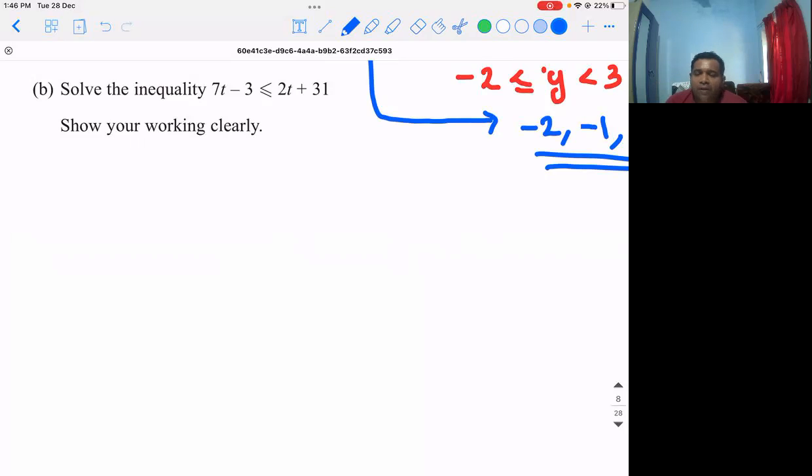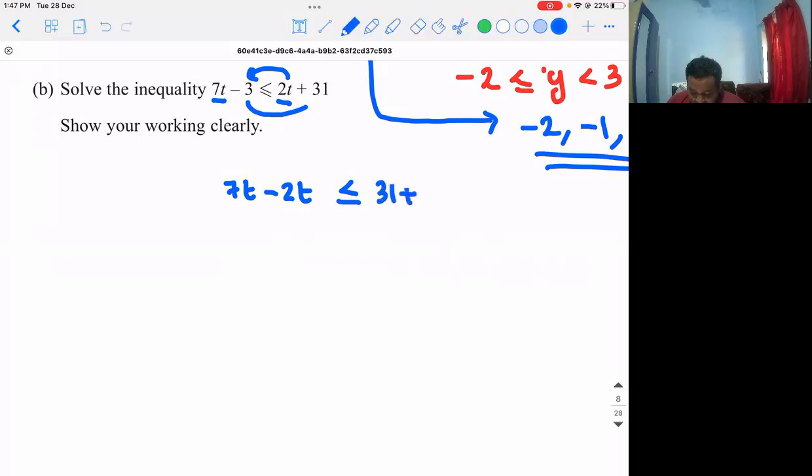As I said, in all the algebraic calculations, we have to identify the required term first. So what is that required term? T, right? So we have to bring all the t terms to one side. So you can bring this 2t to this side, and you can bring this -3 to this side. What happens? Since it is an inequality, we have to put the same inequality sign. What is that? Less than or equal to, right? So -3 becomes what? +3, right?